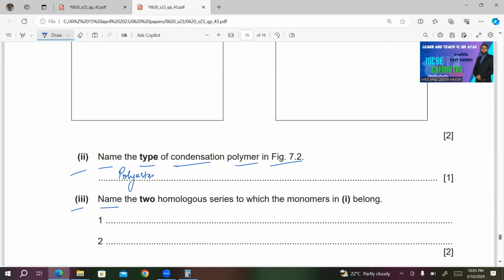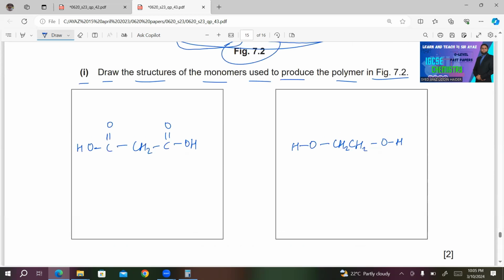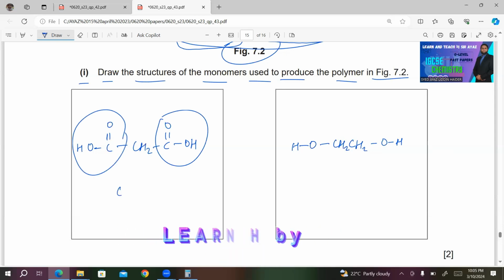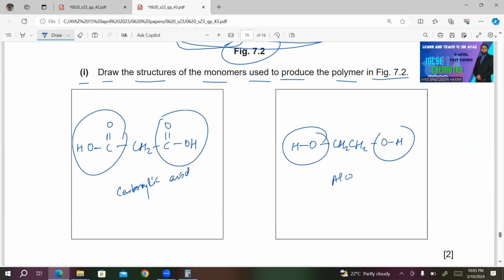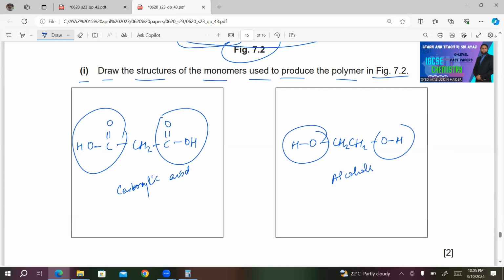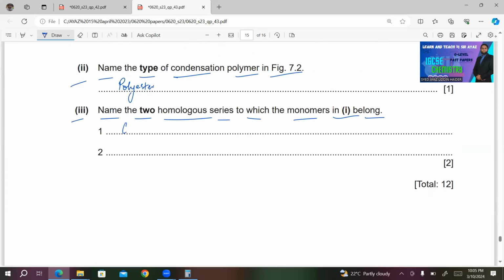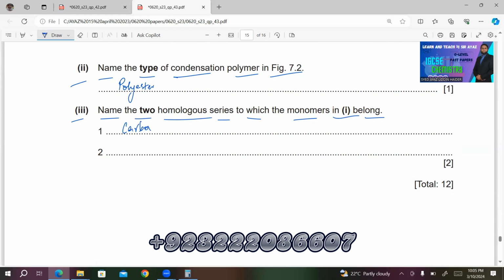Number 3, name the two homologous series to which the monomers in one belong. Look at the monomers. If you look at the functional group in this one, you have carboxylic group. These are carboxylic group, carboxylic acid. What about this one? This one belongs to alcohols. So we have carboxylic acids and alcohols.